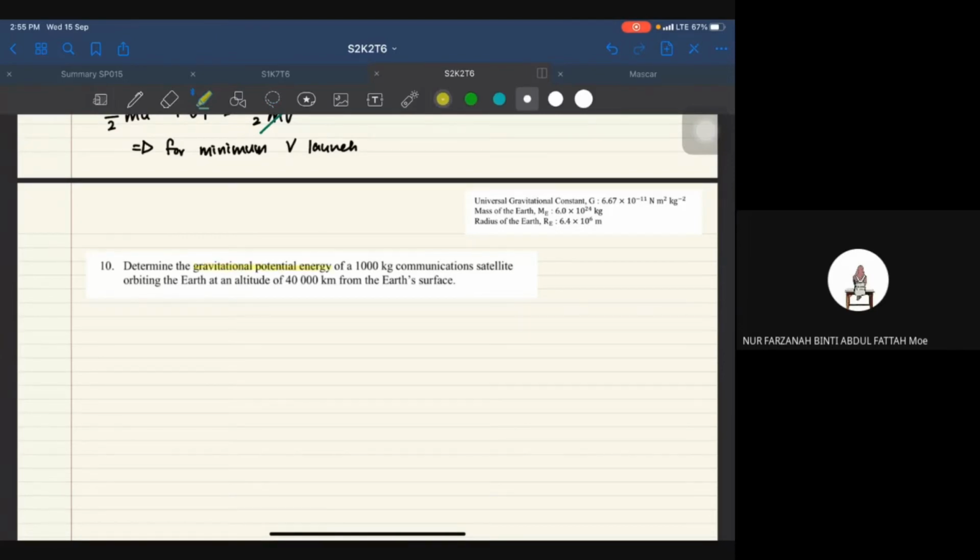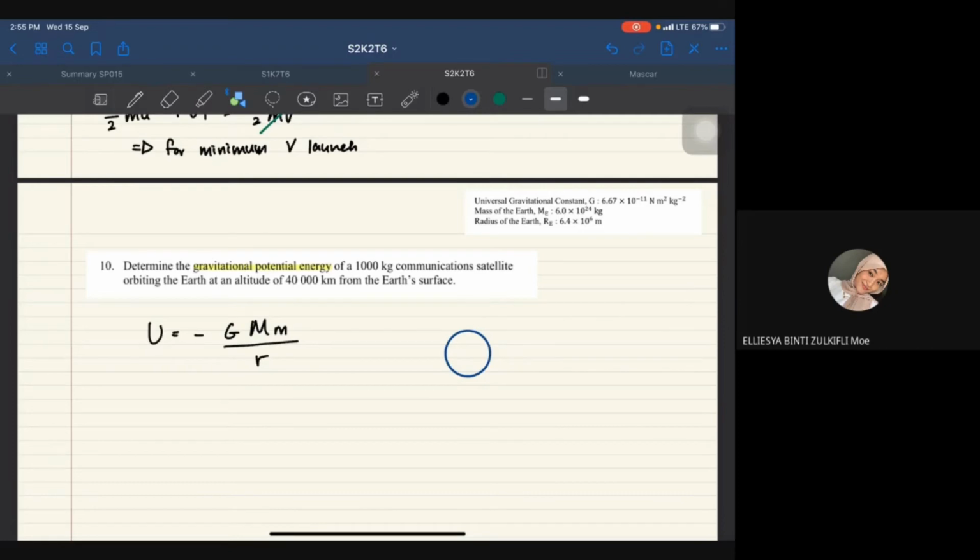So nak pakai formula apa? Dia nak U ke, V ke, T ke? U. Okay, good. Alright, U is equals to negative G M besar, M kecil over R lah. Okay, now maybe kita boleh draw sedikit lah so that kita tak tersalah. No harm drawing especially this chapter, sebab masalah student biasanya bila like determine dia punya R tu.